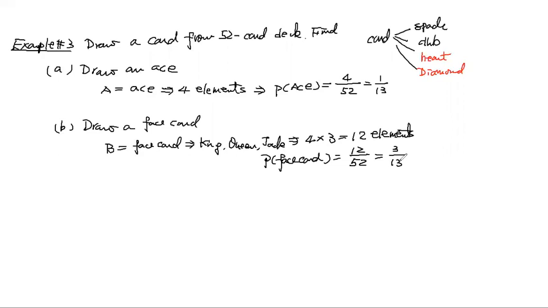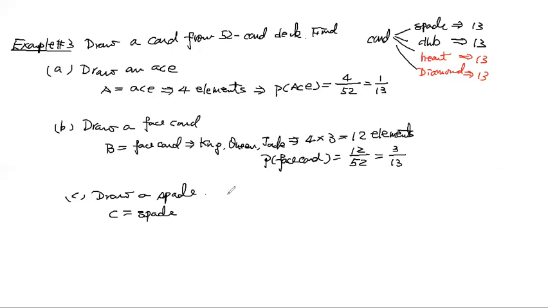All right, okay, next I'm going to draw a spade. Let's say the event C is a spade. I know each suit has 13 cards, so in total that's why they add up to 52 here, right? They have 13 cards for each suit.